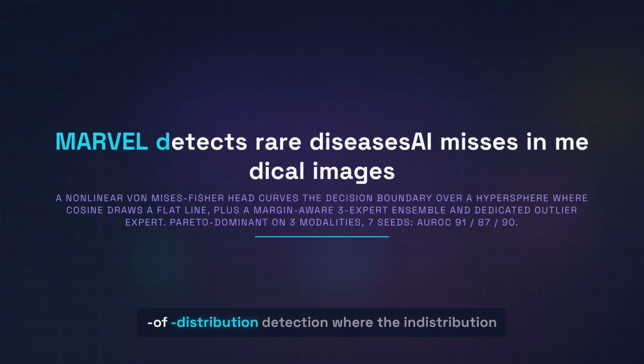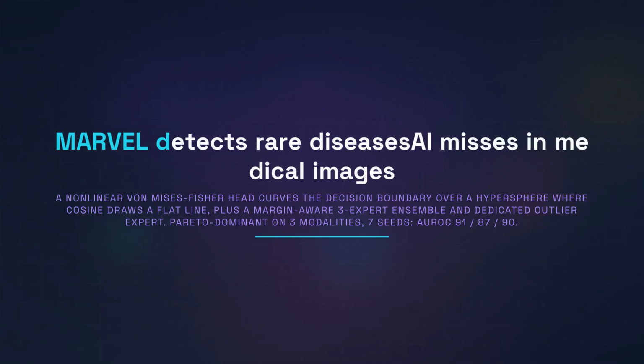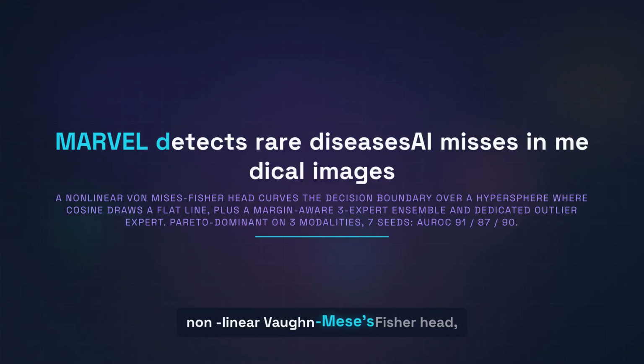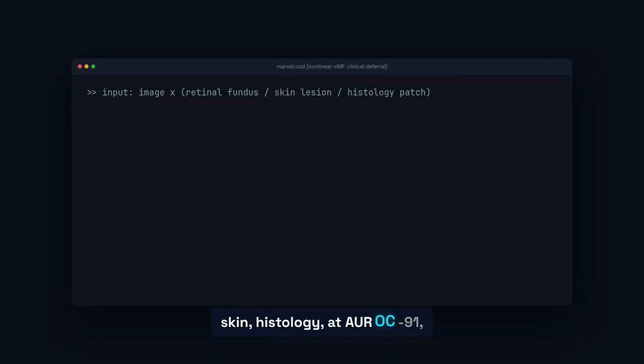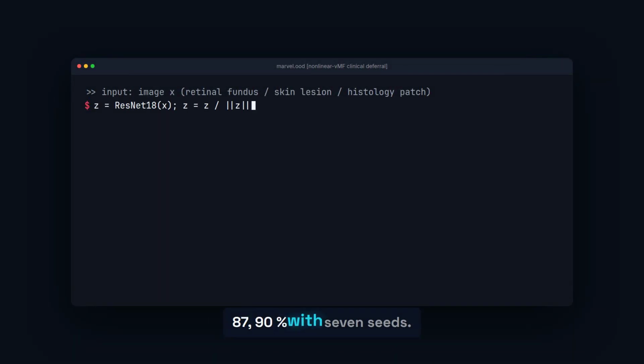Marvel tackles out-of-distribution detection where the in-distribution classes are long-tailed: head disease is common, tail disease is rare, exactly the imbalance real medical data carries. Its bet is geometric. Replace the linear cosine classifier with a nonlinear von Mises-Fisher head, whose decision boundary curves over a hypersphere. Then add a margin-aware ensemble of 3 experts, plus a dedicated outlier expert. A team at IIT Madras shows that Marvel Pareto dominates 5 baselines on 3 modalities: retina, skin, histology, at AUROC 91, 87, 90%, with 7 seeds.